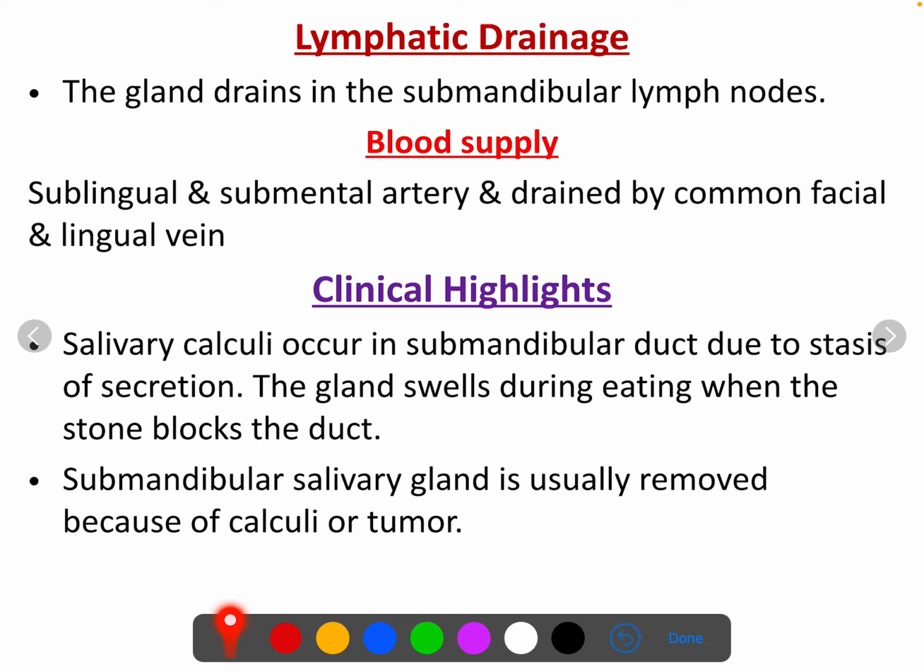The lymphatic drainage of the gland is to the submandibular lymph nodes. The blood supply of the submandibular gland is through the sublingual and submental arteries, and it is drained by the common facial vein and the lingual vein.